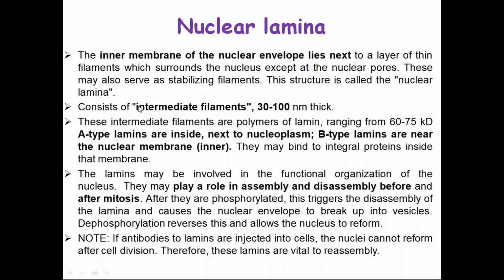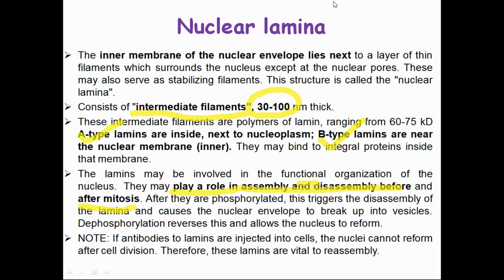Okay, I was telling here, the nuclear lamina is a kind of intermediate filament, 30 to 100 nanometer thick, A type and B type. That's it. And they play a very important role in assembly and disassembly during mitosis. Now, what happens in mitosis? The cell has to divide, and during the cell division the nucleus also has to be divided. So at that time, these lamins are disassembled. And when the cells are again formed, they are again assembled.